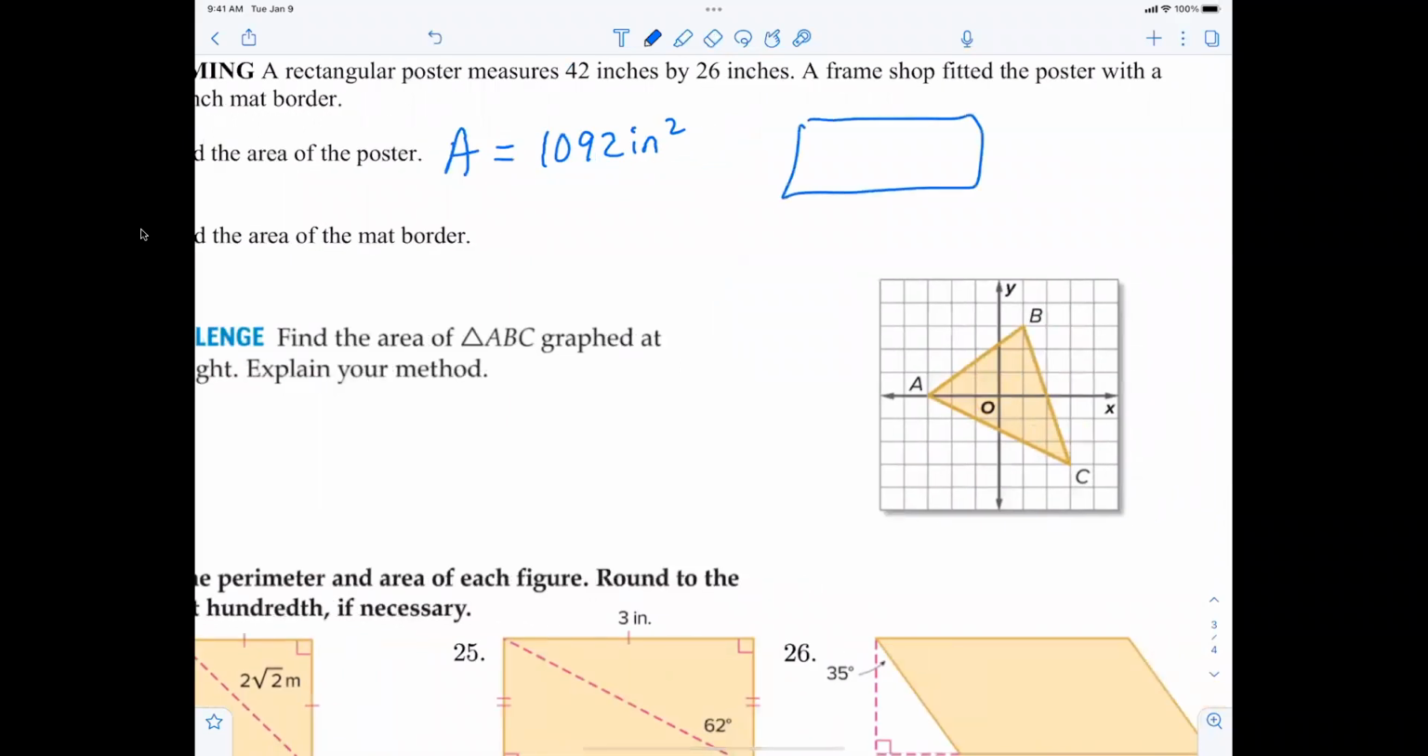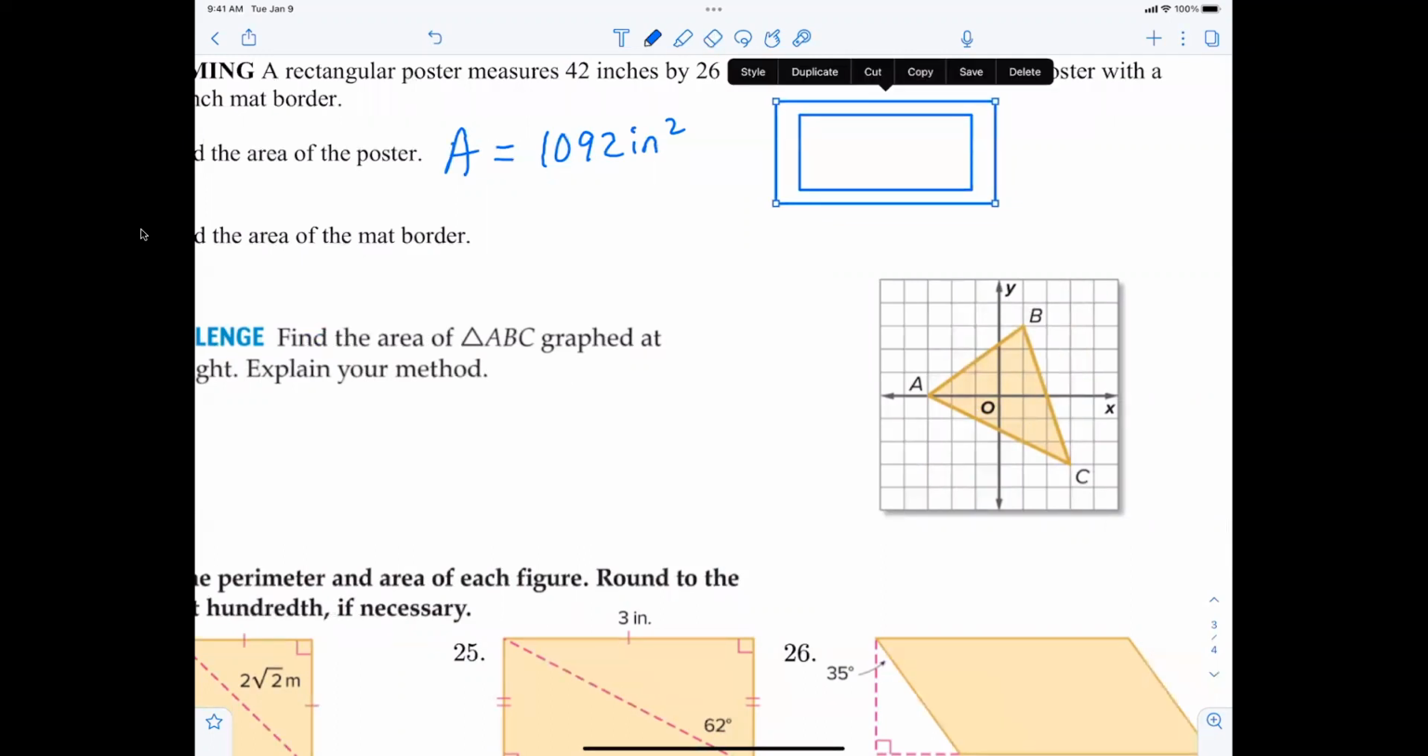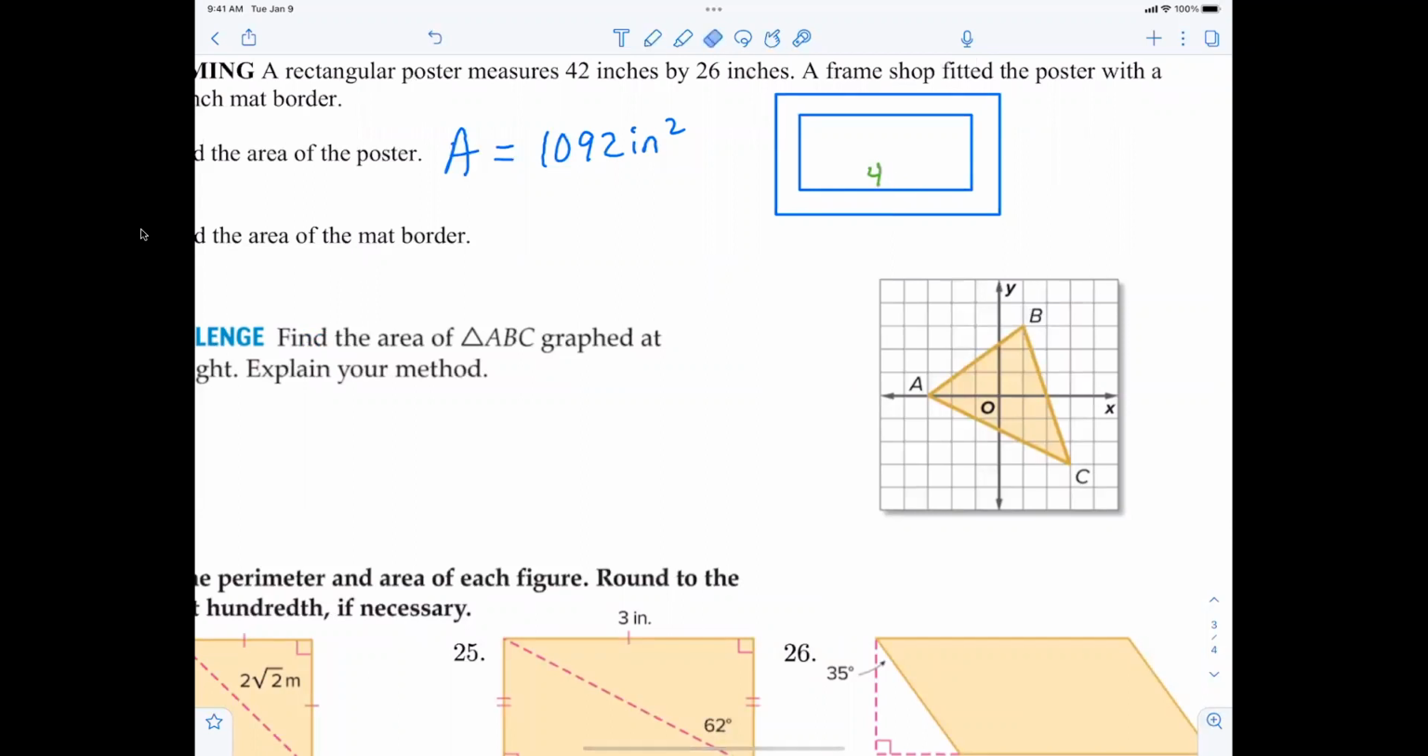So let's just draw this quick little picture. You don't have to draw it if you don't want, but you can kind of see my point. All right, hopefully. All right, I just drew a what? 1/2 inch border. Does everybody agree? Now, this right here is 42 inches. And the other one is what? 26 inches, correct?